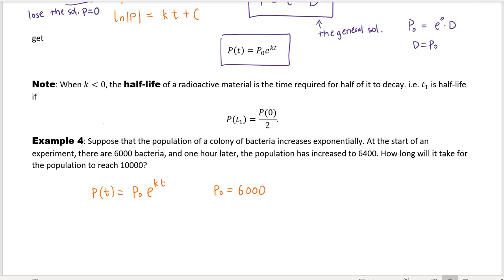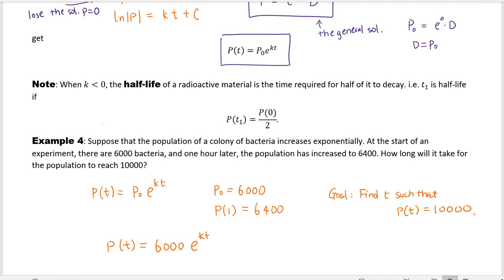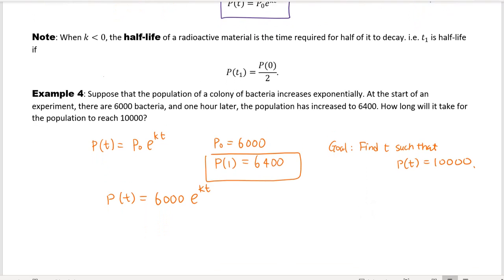Okay? And P0, the initial population, is 6,000, right? And then 1 hour later, so t is the number of hours, right? 1 hour later, the population increased to 6,400. And then our goal is to find the time such that the population at that time equals 10,000. Okay, so now let's see. We plug in P0 6,000, and then this information will help us to find the k. Okay, so let's plug in and find k.